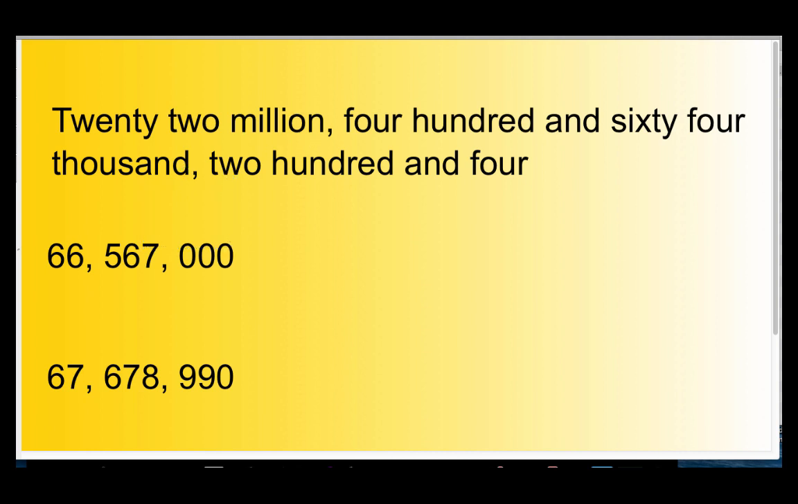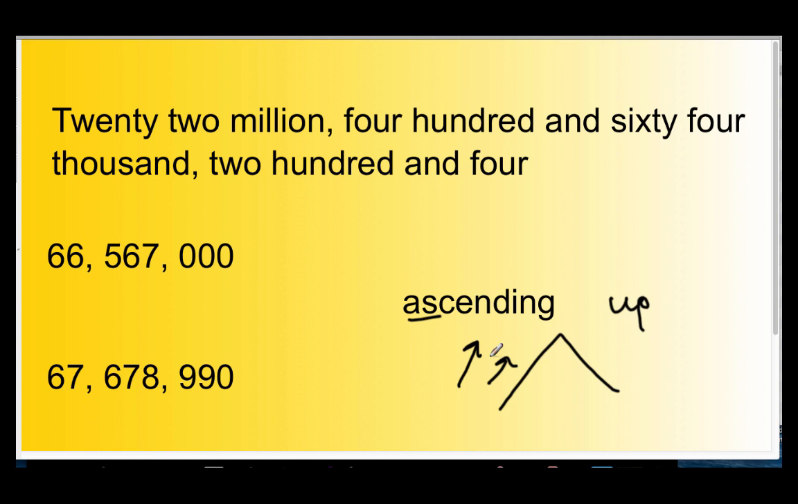Let's talk about ordering them in an ascending manner. Now, ascending means that you go up, so it's a bit like you're going up the mountain. I always remember that ascending's got an 'up' in it, so you're going up. So we're going to start at the bottom and go up. We start at the lowest one when we order in an ascending manner.